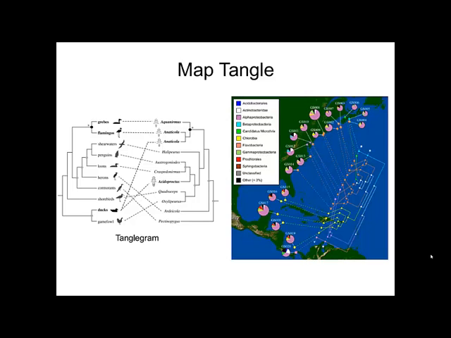Where the name map tangle comes from is derived from the idea of what's called a tanglegram. A tanglegram is where you take two evolutionary trees and you try and map the organisms on each evolutionary tree.